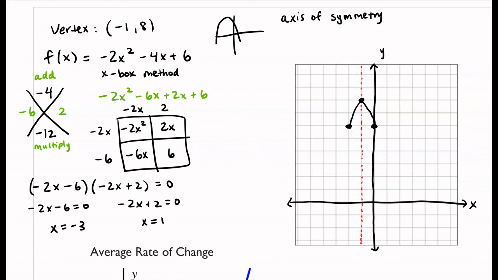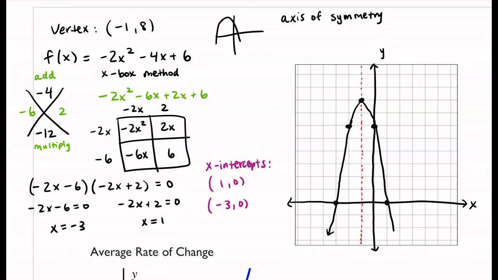So what that means is that our x-intercepts are the points 1, 0 and negative 3, 0. So I'm going to go ahead and plot those on my graph. And so our graph is going to look something like that. All right, so that is the graph of that function. And don't forget, it asked us for the vertex, which I've boxed up at the top there.